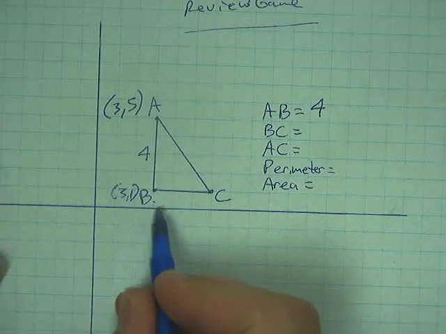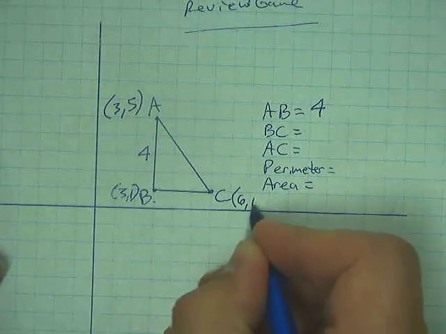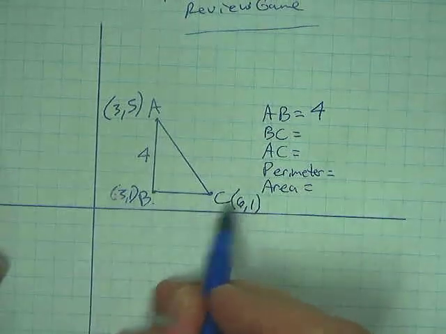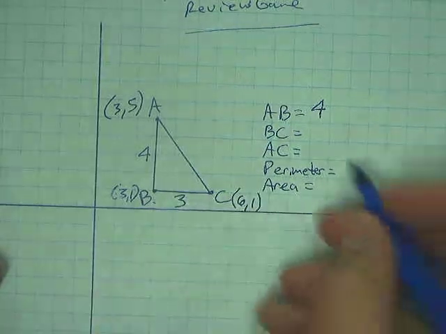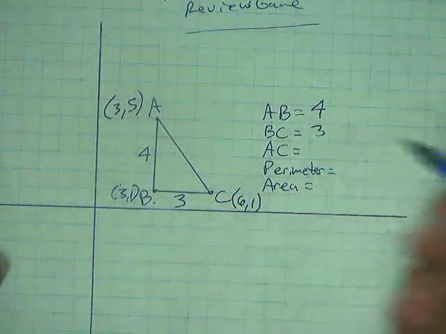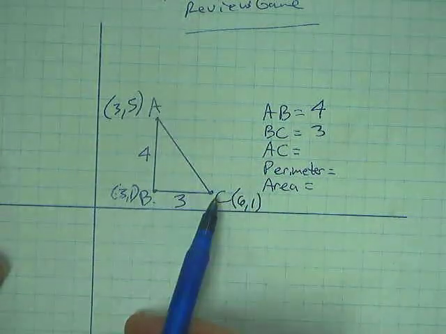B to C, you can see this point is point 3, 1. Point C is the point 6, 1. So you can see the x values change by 3. There are 3 spaces. So BC is going to be 3. You see, this has a length of 4, this has a length of 3.